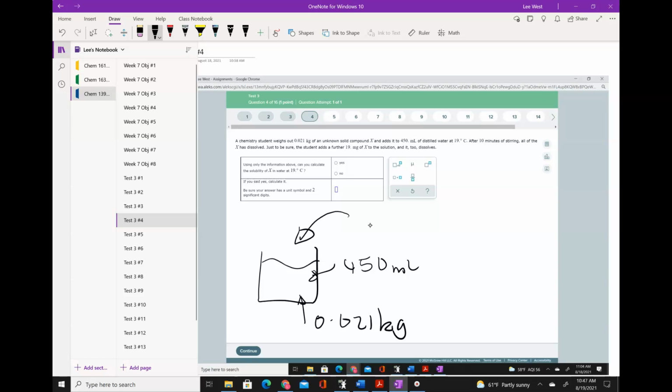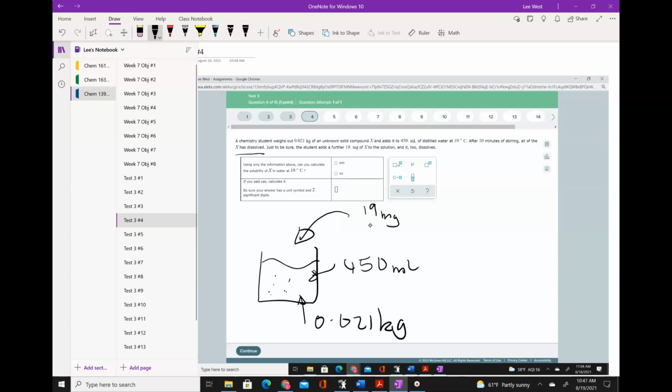And in fact, what they add was 19 milligrams. Now, if after adding the 0.021 kilograms it was saturated, what would happen is the 19 milligrams would just fall to the bottom. But in this case, that doesn't happen. The extra stuff dissolves. So what that means is you don't know how much it takes to saturate this solution because you haven't got to the point where no more can dissolve.